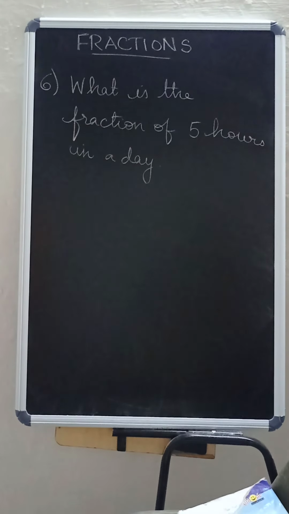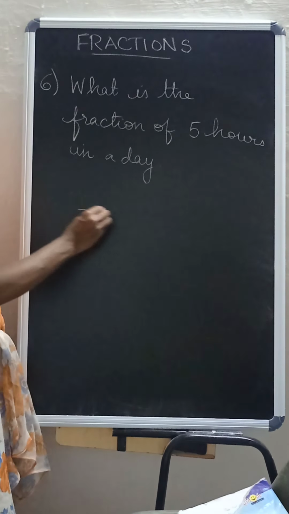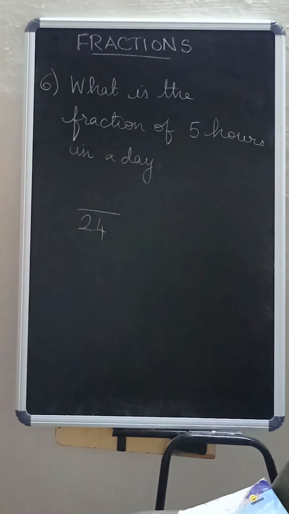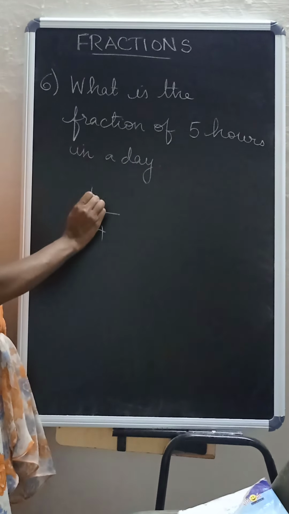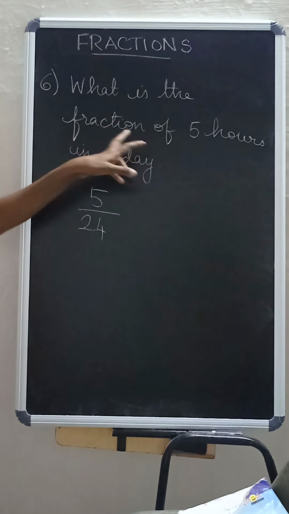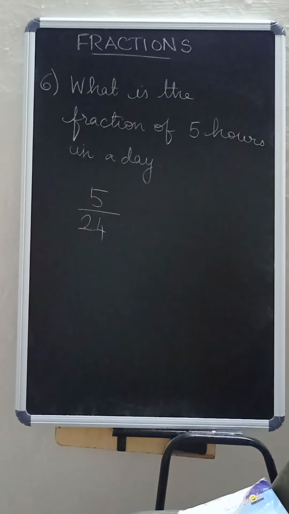Next, what is the fraction of 5 hours in a day? In a day, you have 24 hours. So, 5 out of 24 is the fraction of 5 hours in a day.